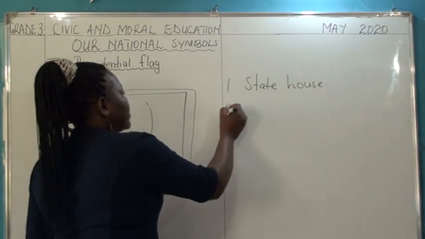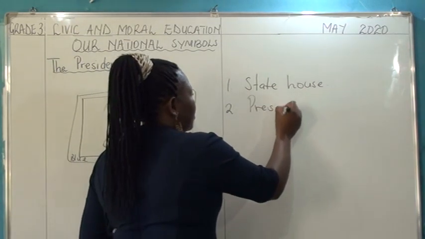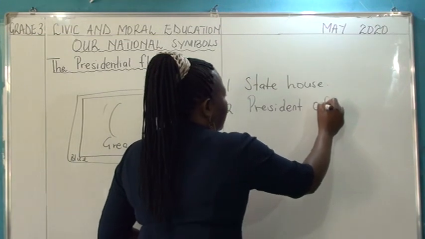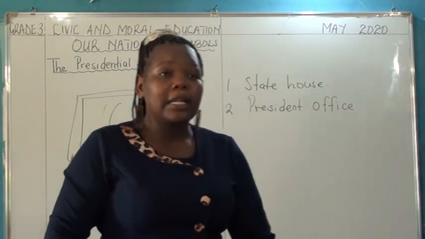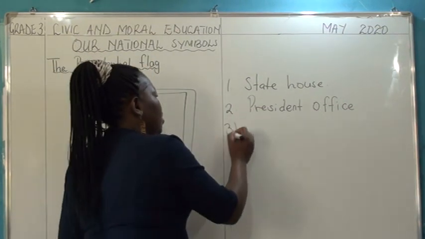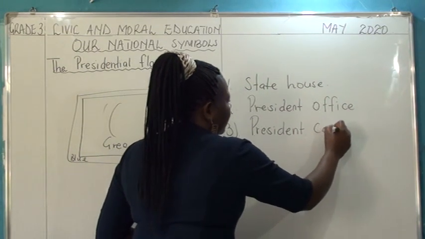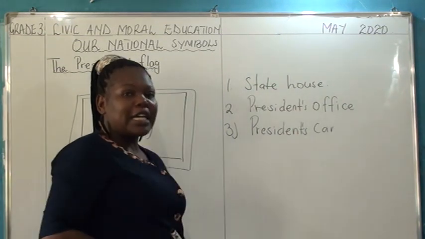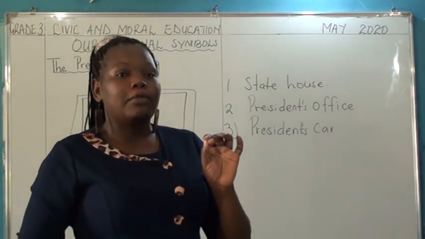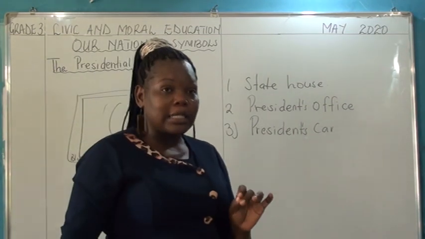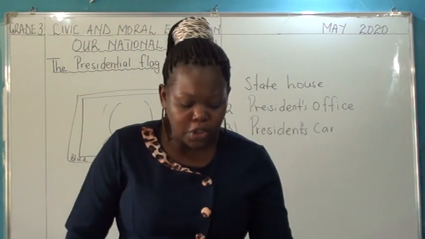Another place where you will see the presidential flag is at the president's office. The president's office where he delegates his duties. And lastly, it is also seen on his car, the president's car. Those are the three places where we will see or we will find the flag of the president as a national symbol. Now, why do we really need this presidential flag?